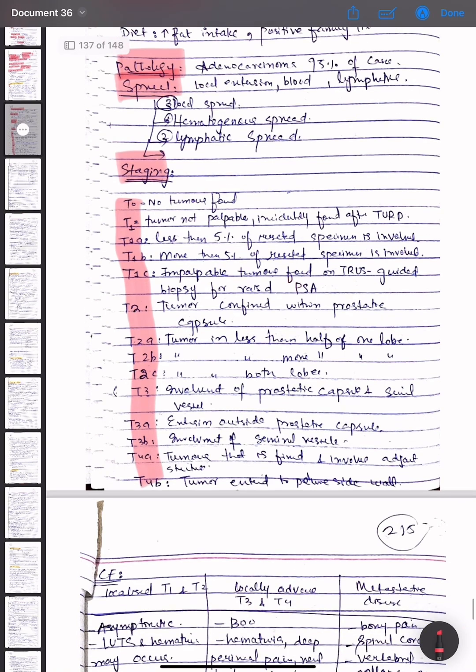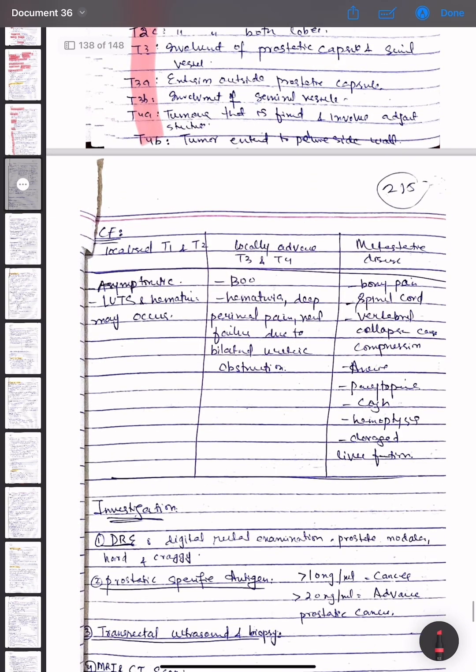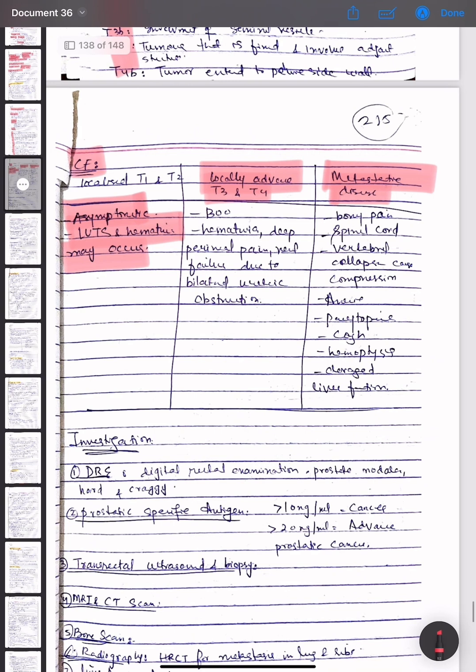Now coming towards the clinical features. Localized T1 and T2, locally advanced T3 and T4, and metastatic disease. So what are the clinical features for localized T1 and T2? It is asymptomatic, LUTS, and hematuria may occur. Locally advanced T3: hematuria, deep perianal pain, renal failure due to bilateral ureteric obstruction. In metastatic disease: bony pain, spinal cord compression, vertebral collapse, anuria, pain, cytopenia, cough and hemoptysis, and liver function abnormalities.